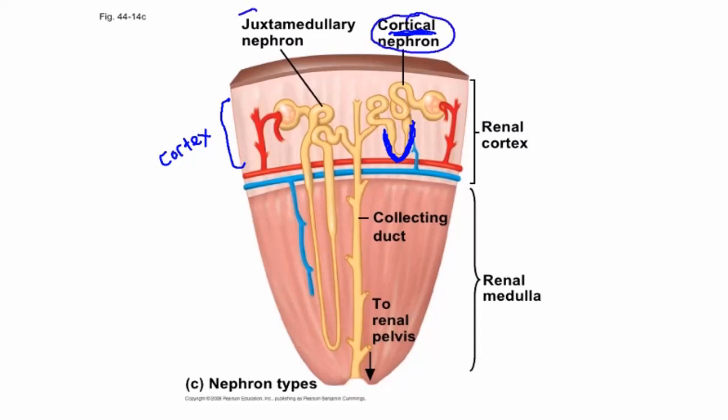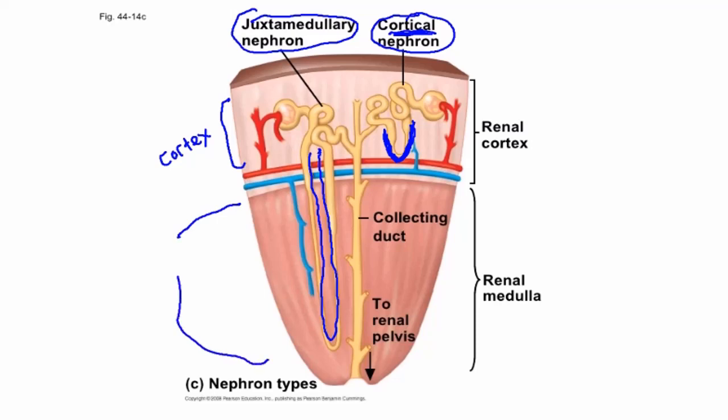And then this juxtamedullary nephron, as you can see, the loop goes all the way down and comes back up. And this is the medulla area. That's where the pyramid lies. Here's the pyramid, and the pyramid is in the medulla area. So since the juxtamedullary nephron goes down into the pyramid, that means it goes down into the medulla region. So that's why it's called the juxtamedullary nephron.